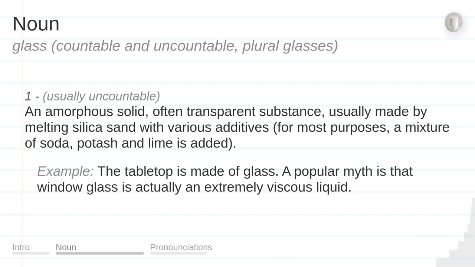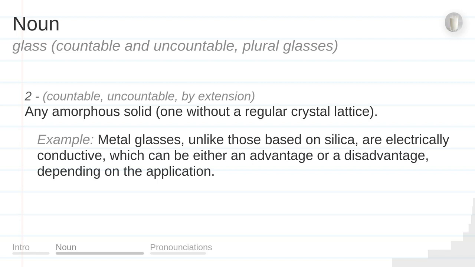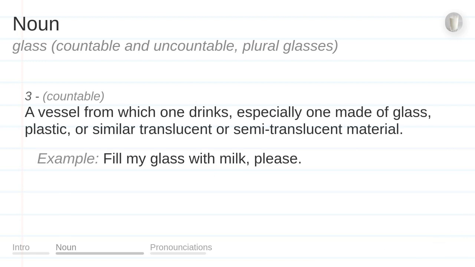A popular myth is that window glass is actually an extremely viscous liquid. Any amorphous solid, one without a regular crystal lattice. Example. Metal glasses, unlike those based on silica, are electrically conductive, which can be either an advantage or a disadvantage, depending on the application.